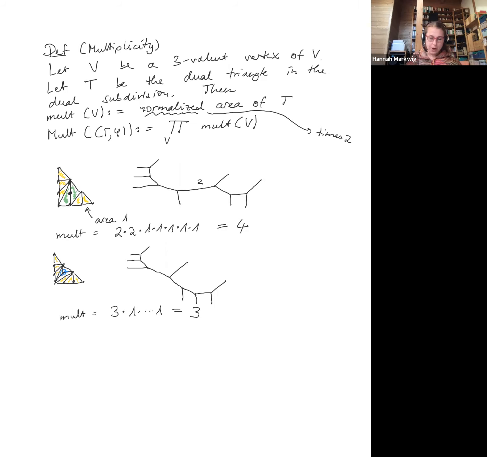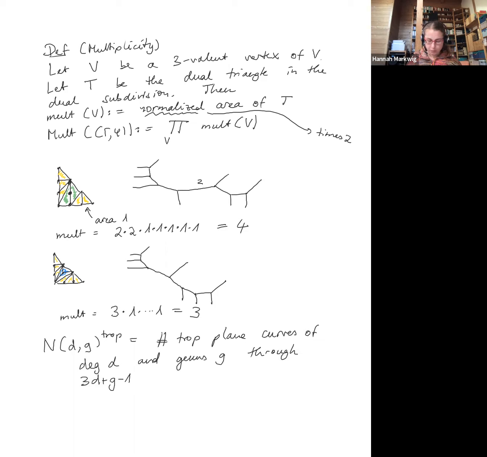Okay, great. So now we are ready to define this number N_{D,G}^trop, which I promised. So that's the number of tropical plane curves of degree D and genus G through 3D plus G minus 1 points in general position, counted with multiplicity.